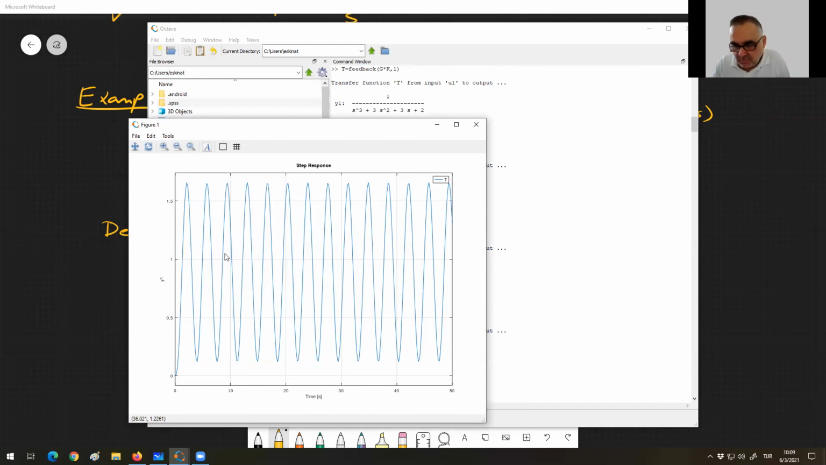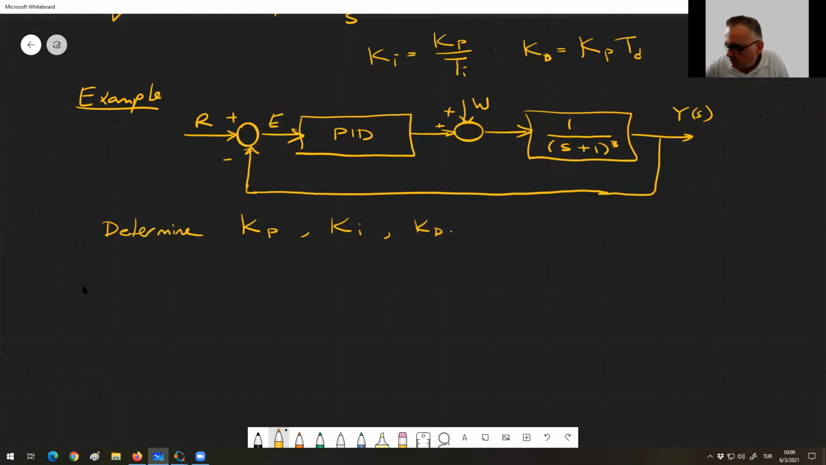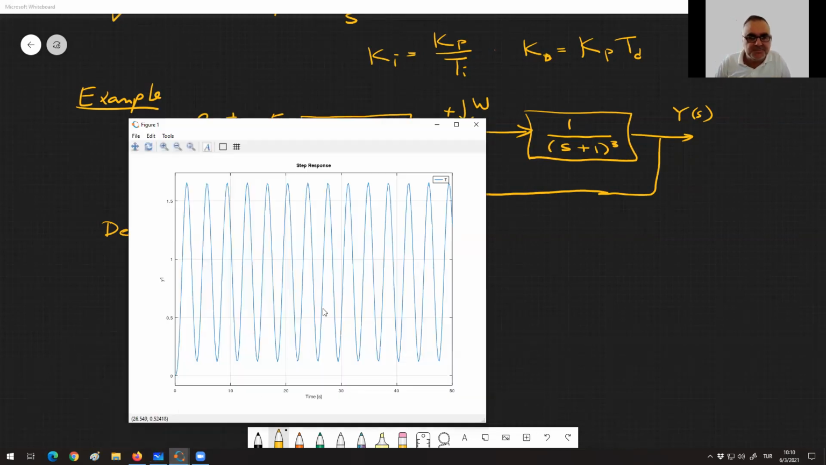So for this system, by making an experiment like this, the ultimate gain is 8. Okay, ultimate gain is 8. Then we find the ultimate period. Ultimate period is the value between those two peaks.